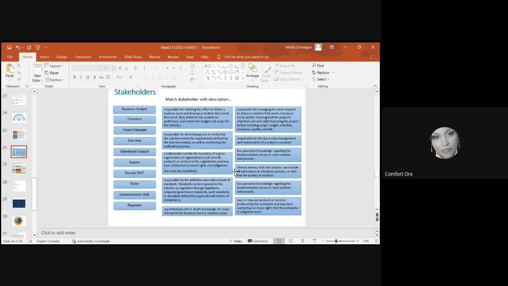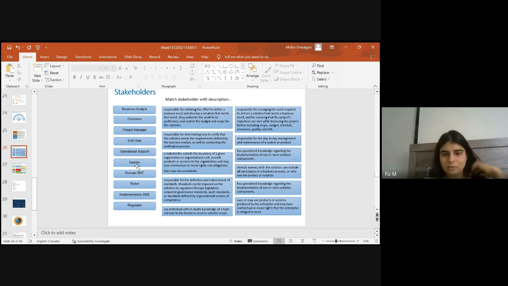Can you see it? Do I need to make it bigger? It's good. Okay. I'll give us a couple of minutes to read through. Do you want to pick the ones you want, or should I just assign? You can assign it, it would be easier that way.